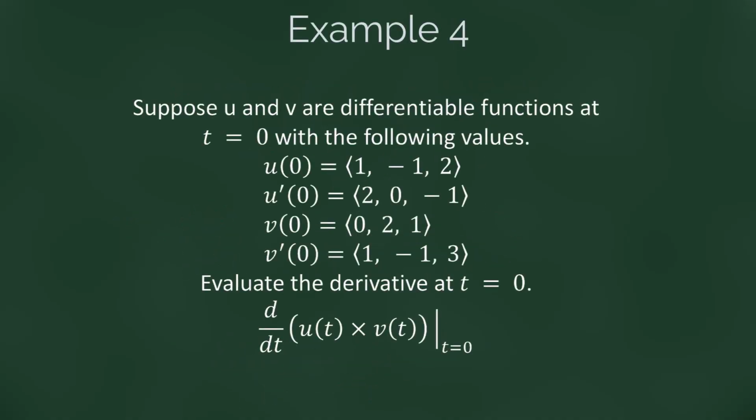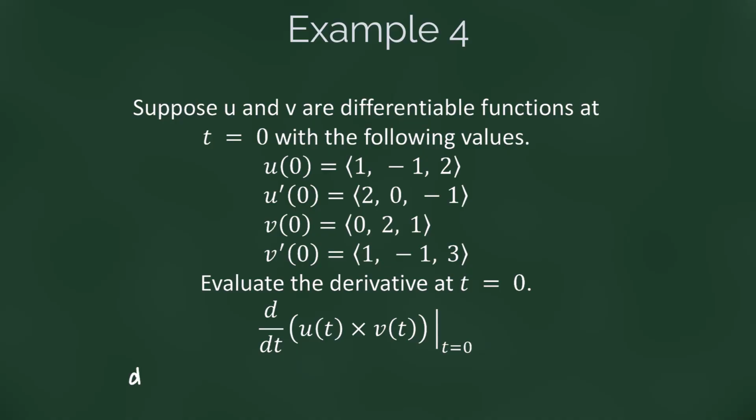All right, in this one, we're going to need to apply one or more of our derivative rules. Given the vectors u of 0 and u prime of 0, and the vector v of 0 and v prime of 0, we're asked to find the derivative of the cross product of u and v. Now, one really important thing to note here is that cross products are not commutative, so we have to get this in the right order.